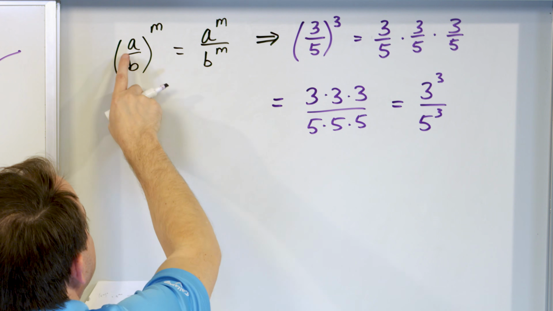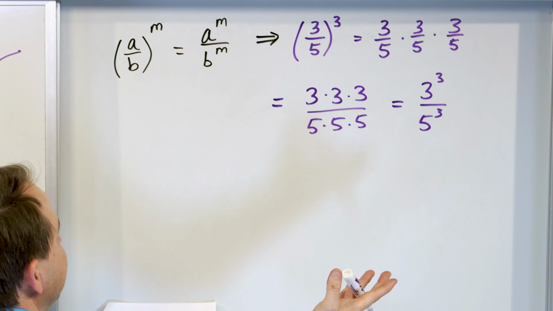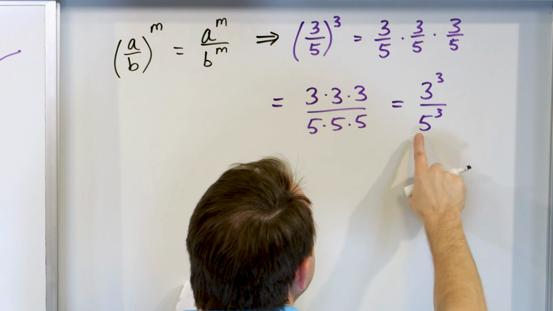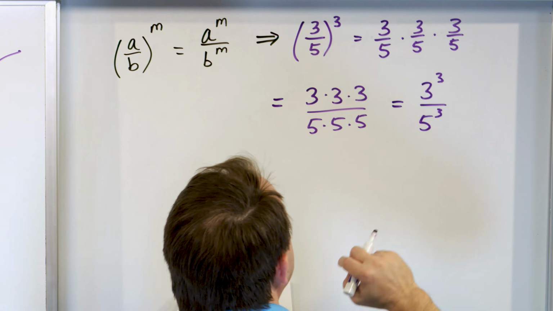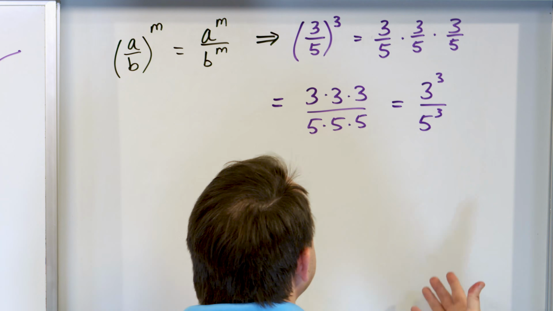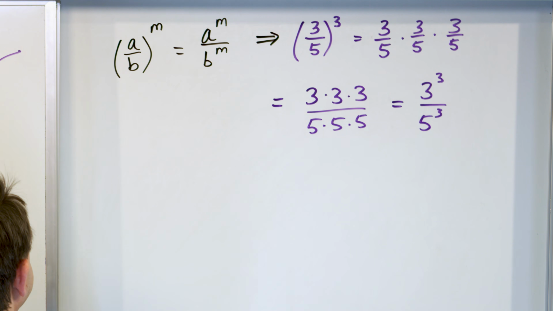The rule said if you had a fraction raised to a power, you would apply that same power to each part of the fraction separately, the numerator and denominator. So when you have 3/5 to the 3rd power, we've shown you that it's base to the 3rd, numerator to the 3rd, denominator to the 3rd, exactly what the rule says. Now again, you wouldn't really go through all this stuff. It's just showing you that this works, that it's the truth.